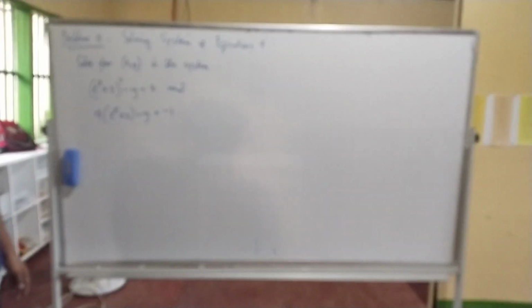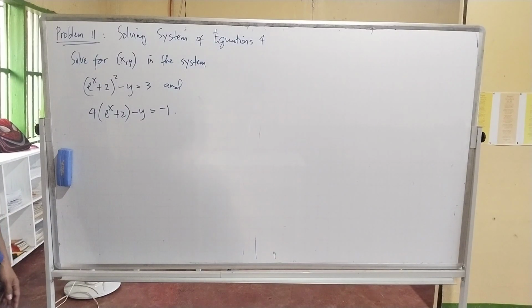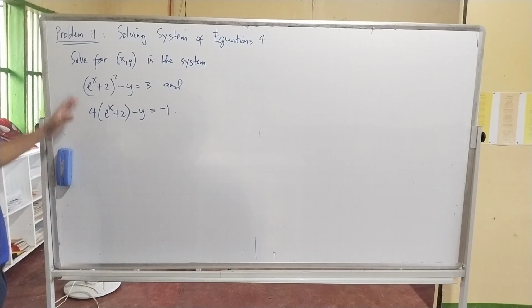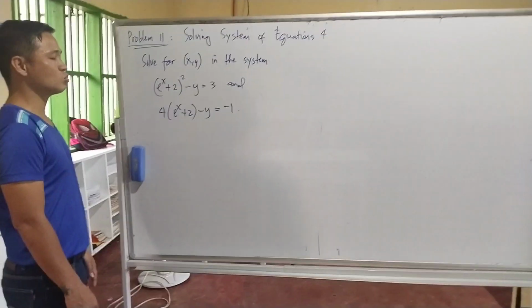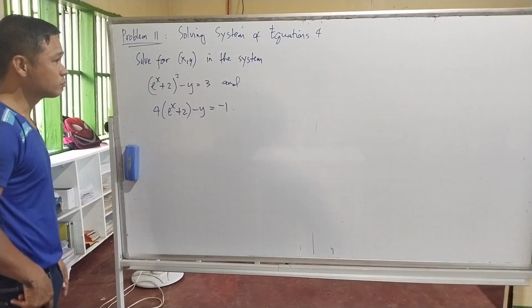We are now on problem number 11, solving system of equations 4. This problem is taken from a previous Philippine Mathematical Olympiad, and we're going to solve this in a very easy and systematic manner. We are trying to solve for the ordered pair (x, y) of real numbers in the system of equations (e^(x+2))^2 - y = 3 and 4e^(x+2) - y = -1.